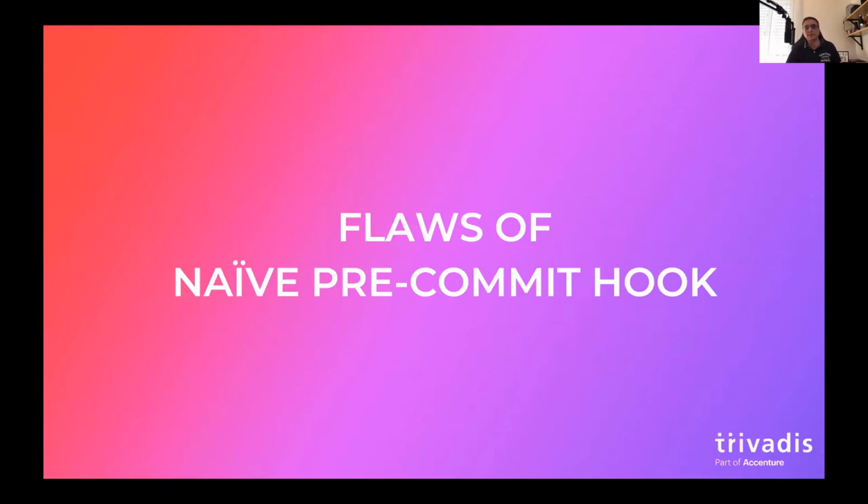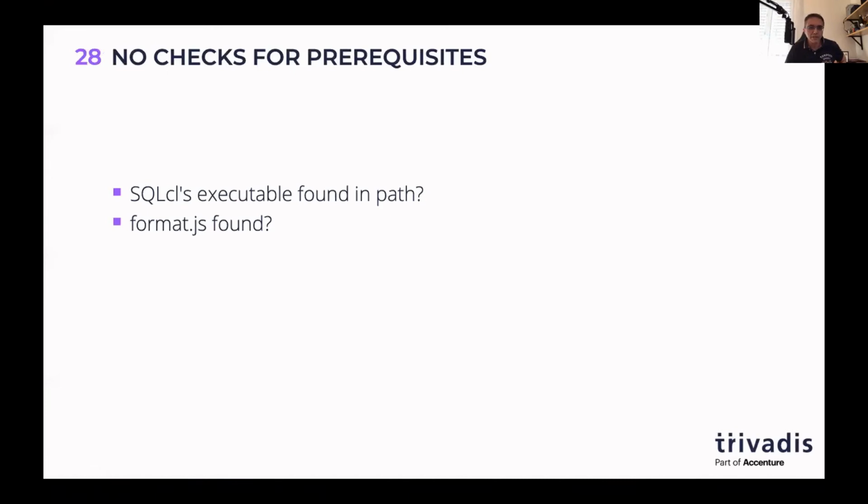So let's look at some further flaws this naive approach has. So first of all, we do not do any checks for prerequisites. I do not check if the SQL.cl executable is available in the path, if the script is available, if Java is available, something like that. And the question is, if I don't find this stuff, what do I do? Do I abort the commit, or do I allow the commit to complete? And from my point of view, we should allow the commit to complete and fix this stuff later so that it really works.